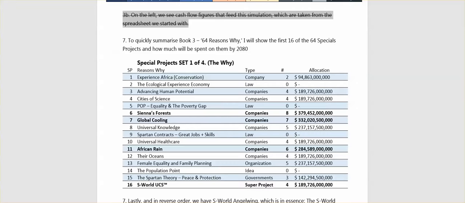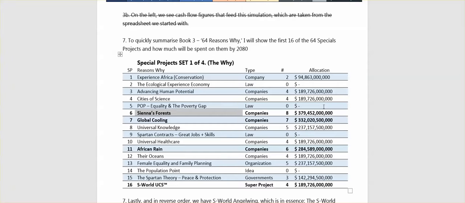Okay, to quickly summarize book 3, 64 Reasons Why, I will show the first 16 of the 64 special projects and how much will be spent on them by 2080. Okay, so remember, this is just Malawi.